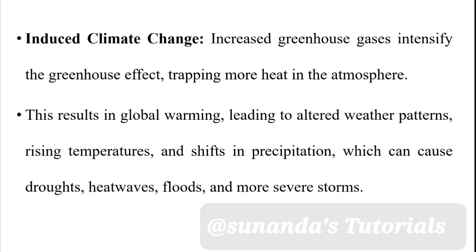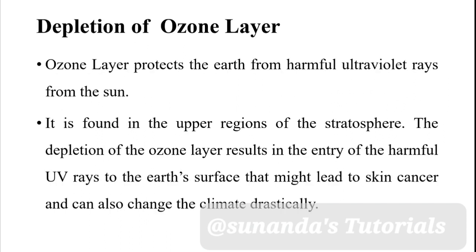The first one is induced climate change. Greenhouse gases intensify the greenhouse effect, trapping more heat in the atmosphere, which results in global warming. That means the overall temperature of Earth's atmosphere increases, leading to altered weather patterns, rising temperatures, shifts in precipitation which can cause drought, heat waves, floods and severe storms. That means adverse effect on the climate.